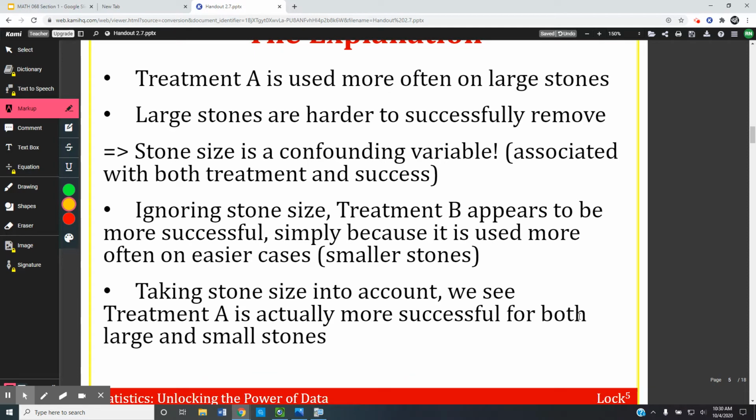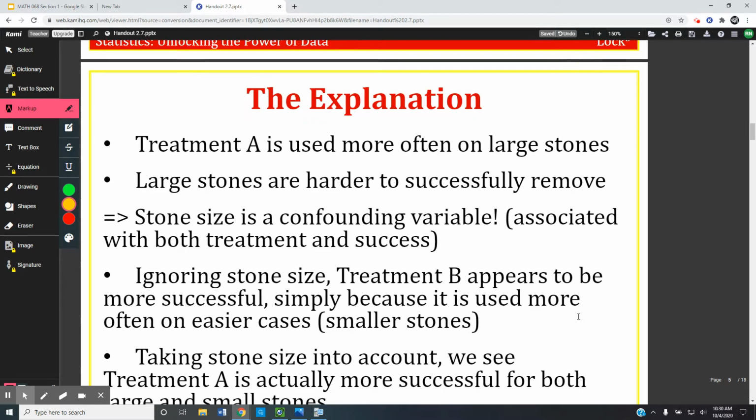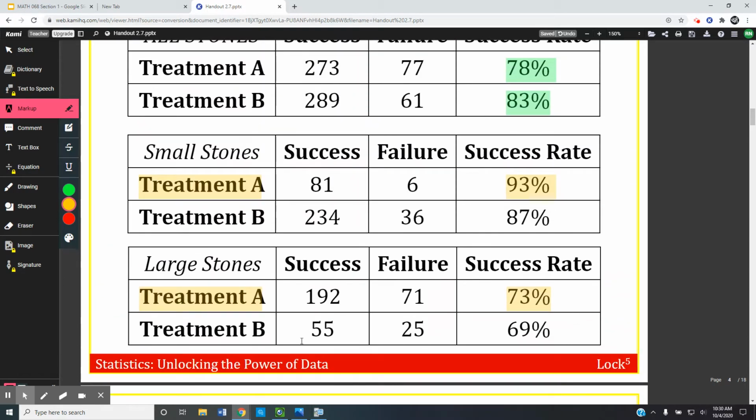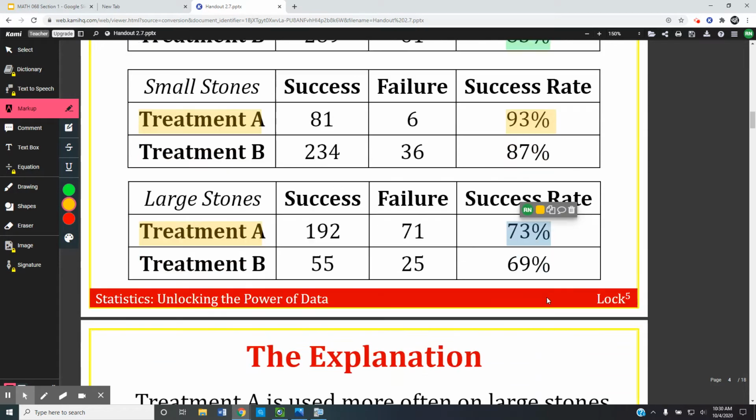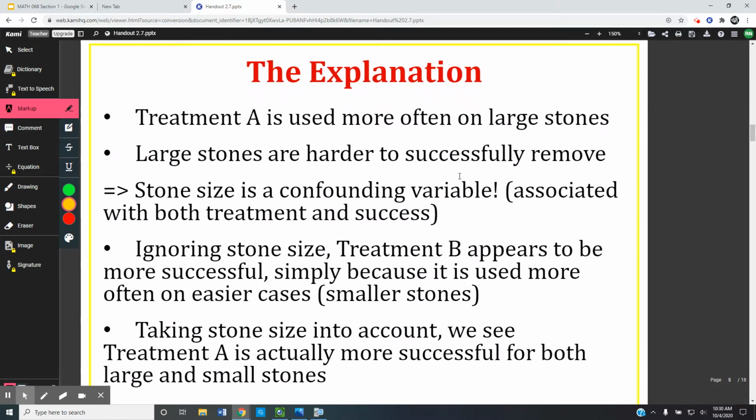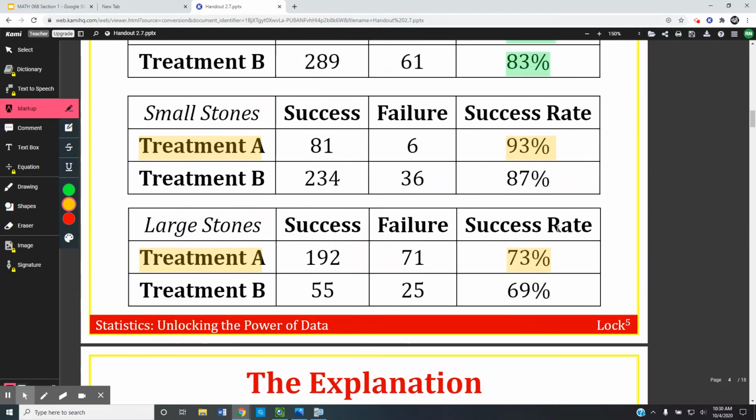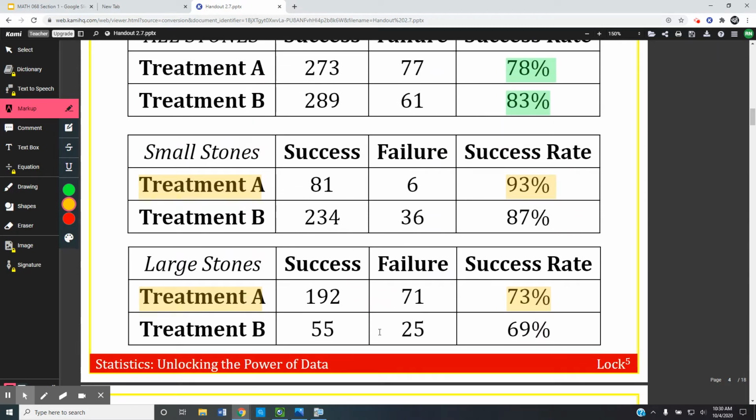First of all, treatment A is used more often on large stones. So if you look at the data and you go back to large stones, 192 versus 55, there was a much higher usage, driving the percentile of success values up. Second, large stones are harder to remove successfully. So when you talk about these, it's harder to actually get a good success rate. That's why more attempts at this can drive the percentile up.